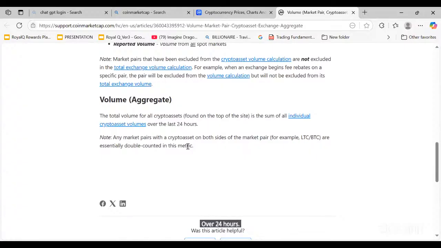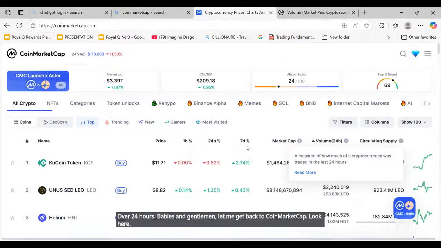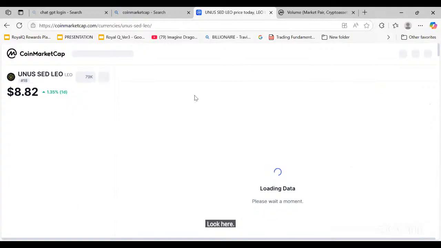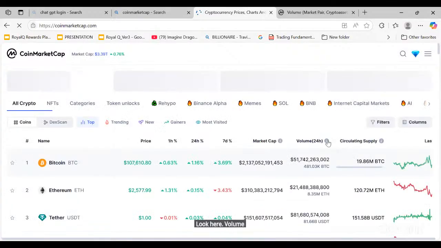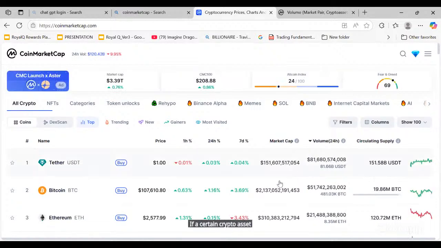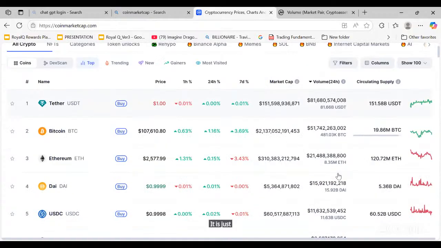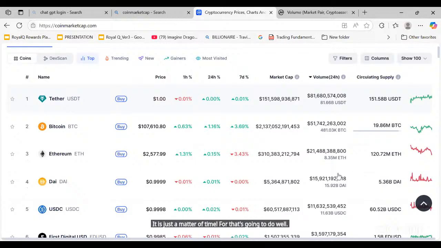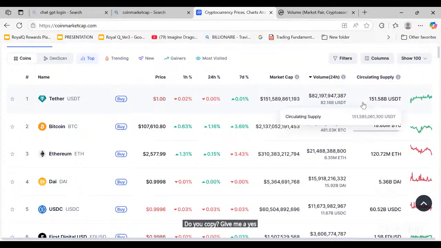Ladies and gentlemen, let me get back to CoinMarketCap. Look here. Volume is everything. If a certain crypto asset is having more volume entering that coin, it is just a matter of time for that coin to do well. Do you copy? Give me a yes in the chat if you copy.